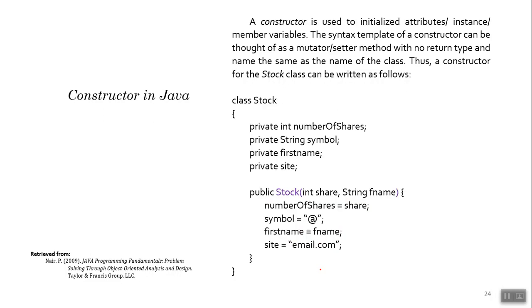So here we have the class Stock. This is how we create a constructor. It's just like a method. It has an open and close parenthesis after its name. And notice that it doesn't have a return type, and it doesn't have static. It only has the access modifier, the name of the class itself, Stock, and then the parameters.